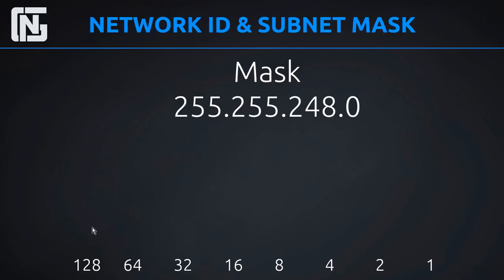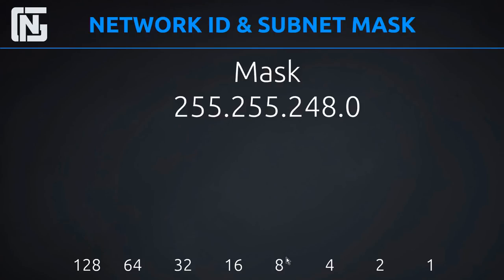All right, so here's how that works, guys. We have 255.255 and then 128 plus 64, which is 192. Not there yet. 192 plus 32, which is 224. Not there yet. 224 plus 16, which is 240. Not there yet. 240 plus 8 is 248. Hey, there we are. So we know these are our subnetting bits. And everything else is considered to be a host bit.